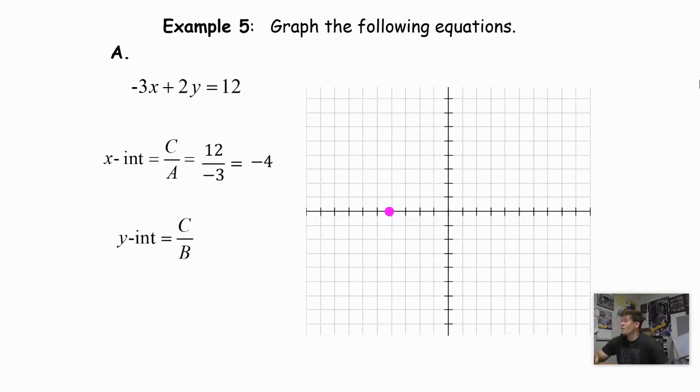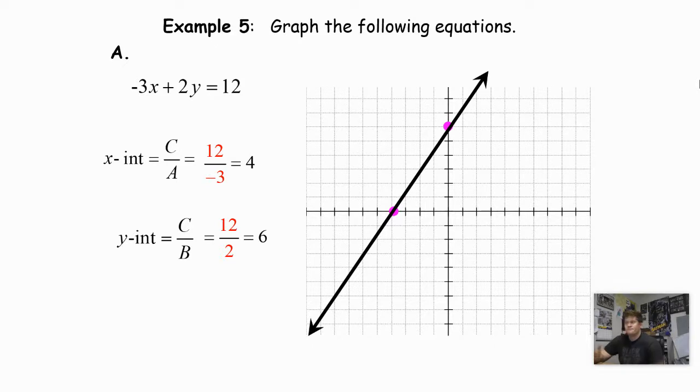Let's do the same thing for the y-intercept. Y-intercept, we don't care about the x. So I'm looking at the y and I'm looking at the constant, which gives me 12 divided by 2. 12 divided by 2 gives me 6. So my y-intercept on the vertical line is at 6. I have the two intercept points. Connect them with a line. Graphing's done.